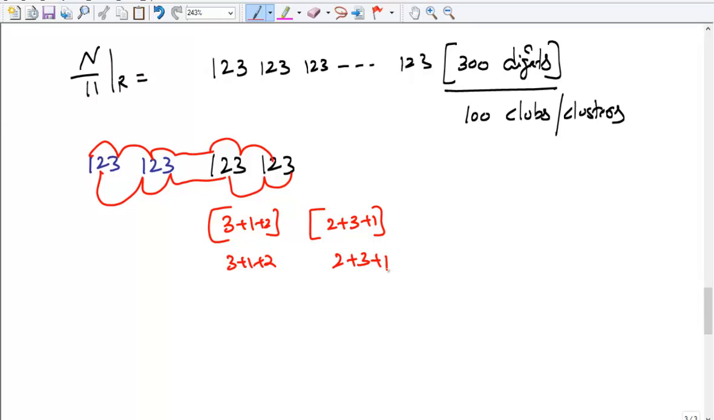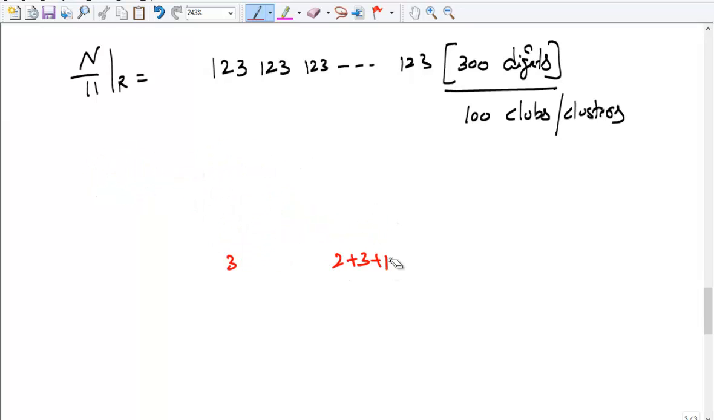Taking 4 clubs and adding the alternate digits also will give the result as 0. Taking 6, taking 8, taking 10, taking 200 clubs. So taking even number of clubs, the remainder is going to be 0. So here 100 clubs, this is even. So if it is even, n divided by 11, the remainder is going to be 0.